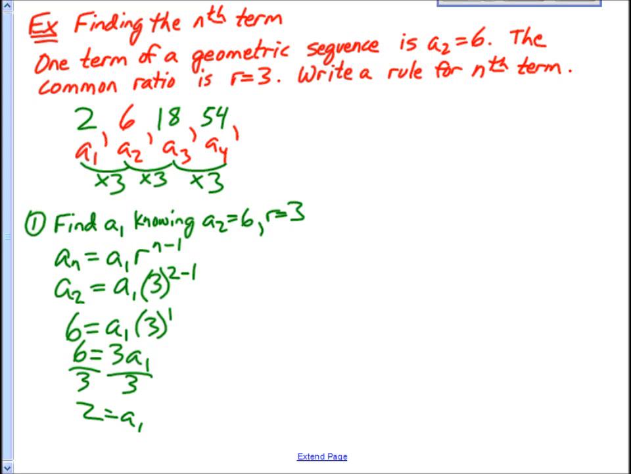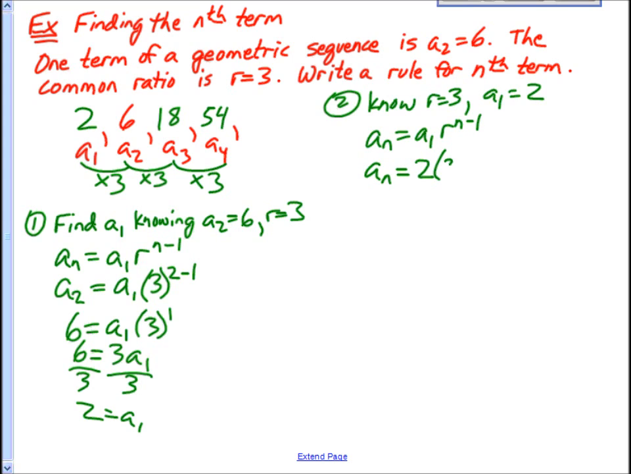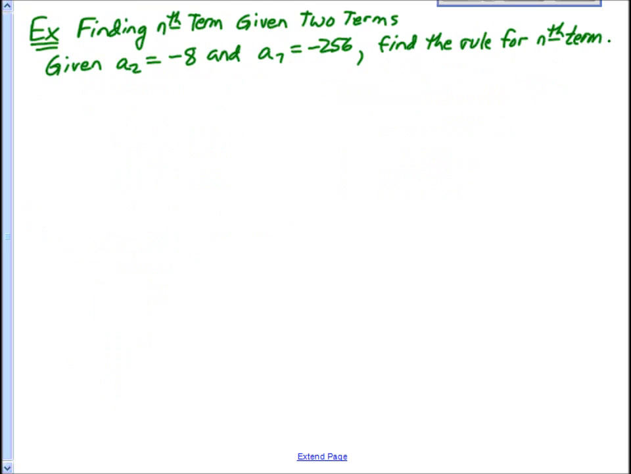Okay, now we go over here and we say, oh, we know R is 3. We know our first term is 2. We also verified that again. And now we can write the formula. A_n is A1 times R to the n minus 1 for a geometric sequence. R is 3. There's our nth term formula. And from that, we can do whatever we need to do, right? We can find any term that we want, okay?